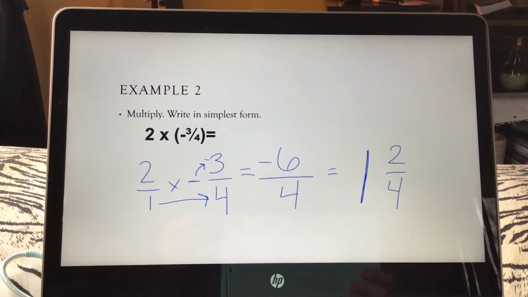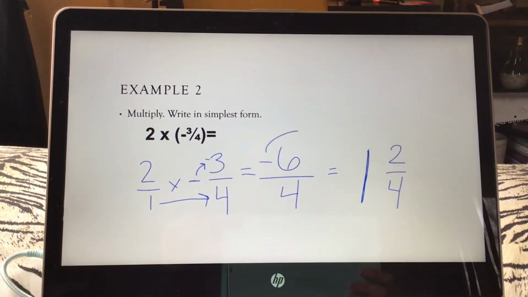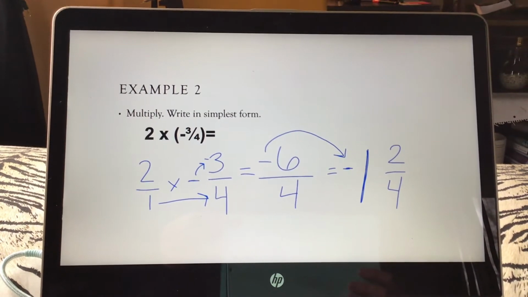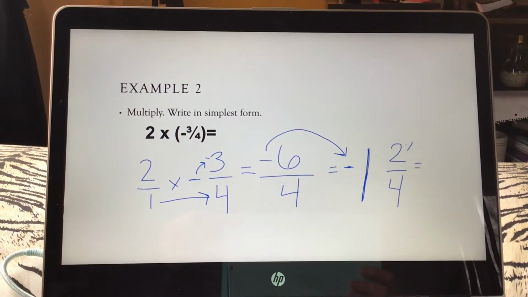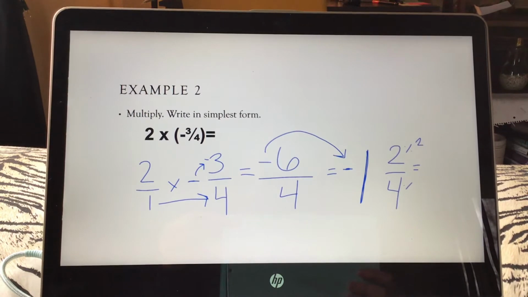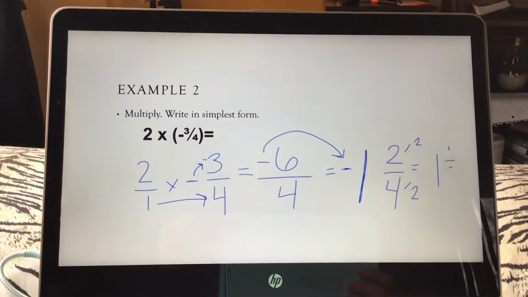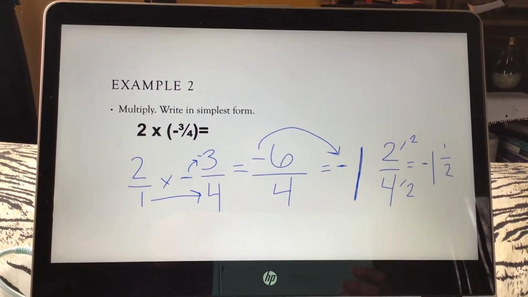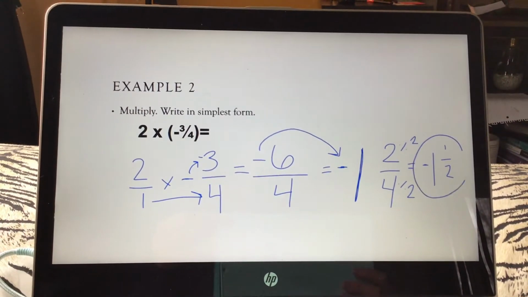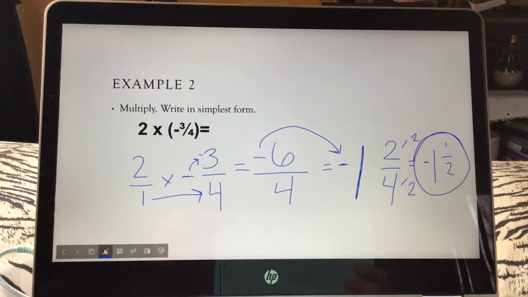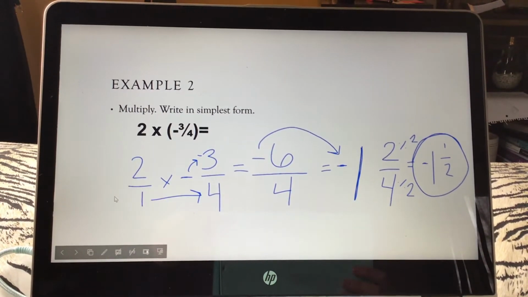Can we simplify more? Yep, but we also can't forget our negative sign. Those can be forgetful. We can divide these both by 2. We get 1 1/2. We can't forget our negative sign: -1 1/2. Alright, let's look at another example.